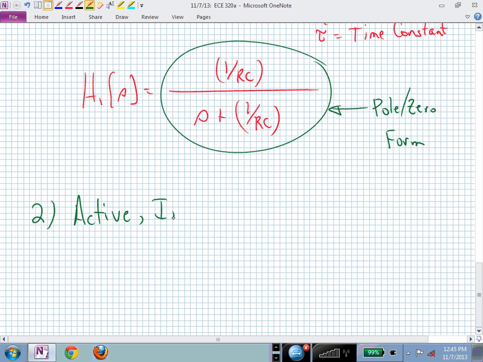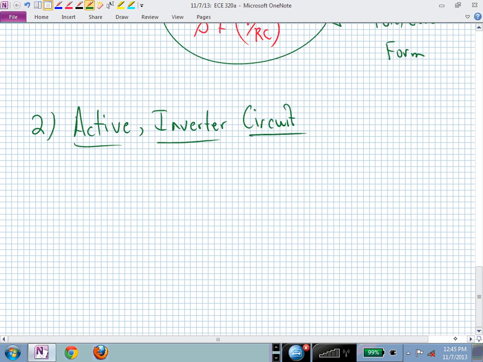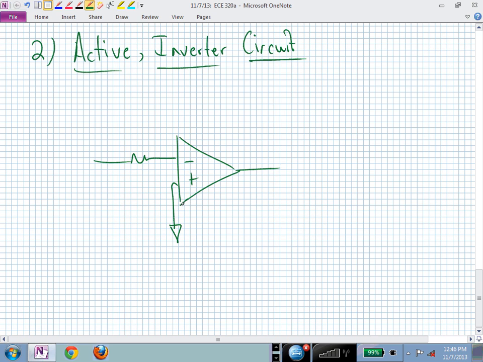Here's an active, let's start slow, an inverter circuit. And I think you've seen this in 220, I believe. So now we have an op amp. Let's go ahead and tie that non-inverting terminal to ground. Apply our input through a resistor into the inverting terminal. We'll call this R1, and then we introduce some feedback around that op amp by measuring the output and passing that information back to the input. All of these reference nodes are the same. Here is now our output V sub 0.